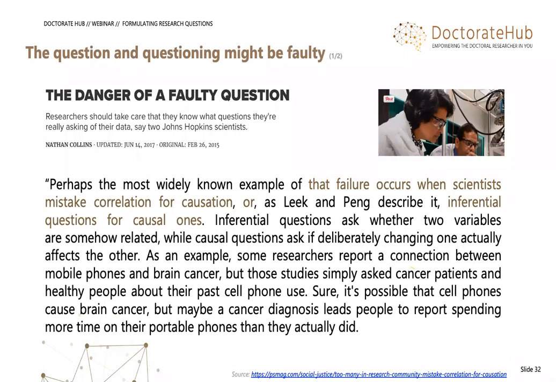Now, the question and the questioning might be faulty. Perhaps the most widely known example of that failure occurs when scientists mistake correlations for causation, or, as Li Kempeng described it, inferential questions for causal ones. Inferential questions ask whether two variables are somehow related, while causal questions ask if deliberately changing one actually affects the other. As an example, some researchers report a connection between mobile phones and brain cancer, but those studies simply asked cancer patients and healthy people about their past cell phone use.